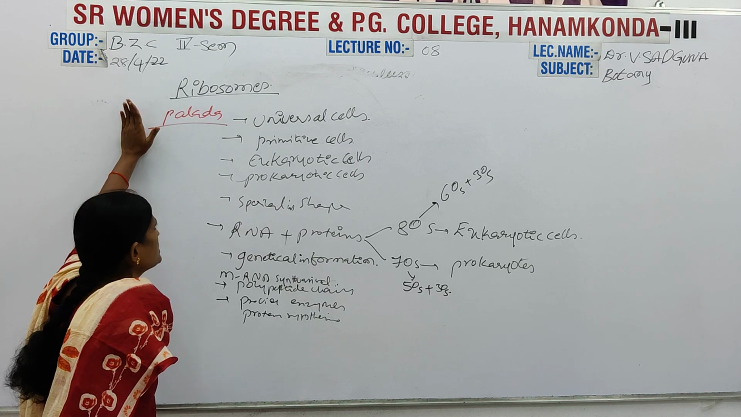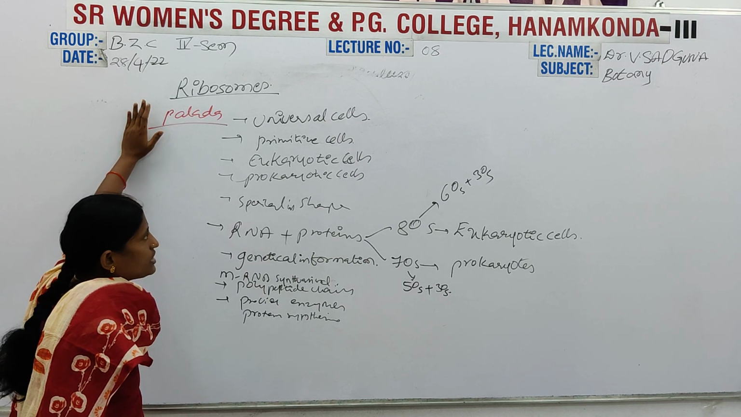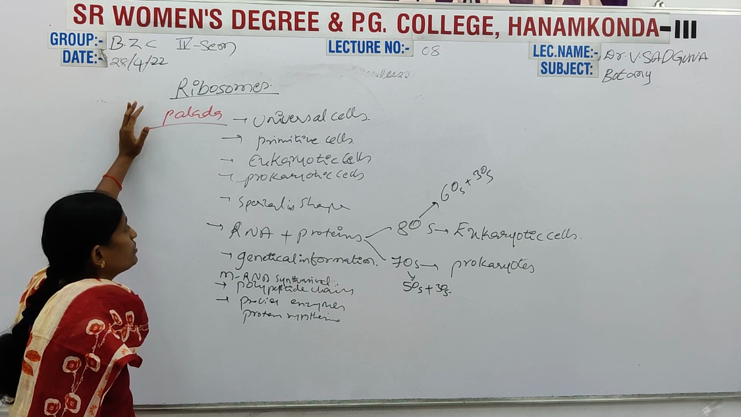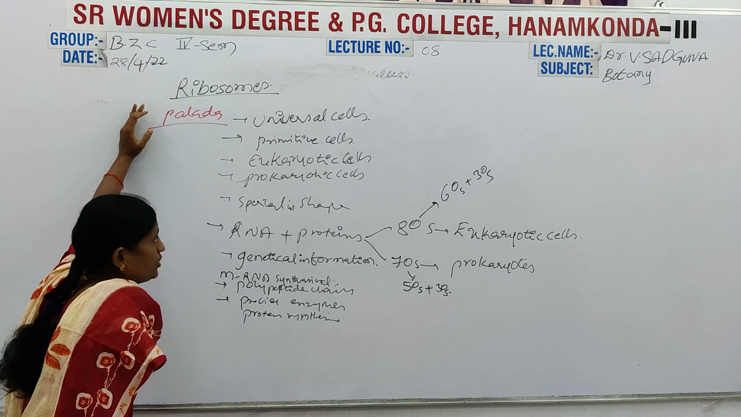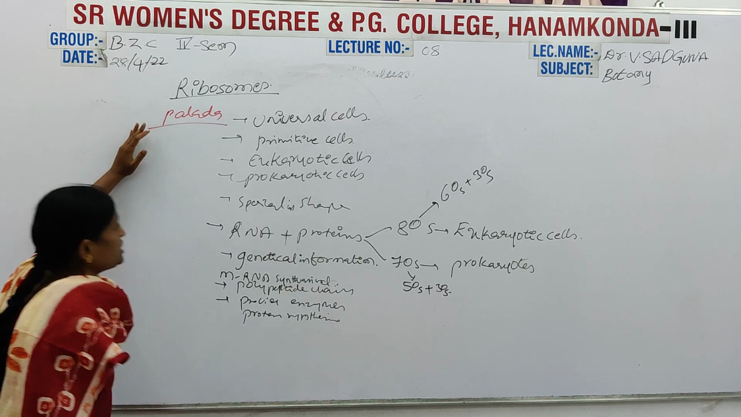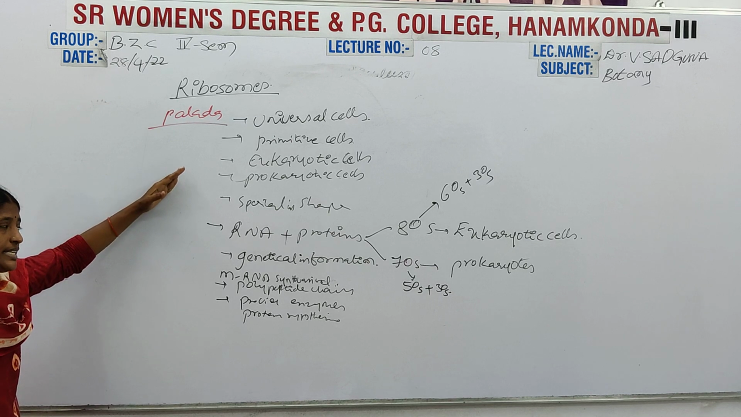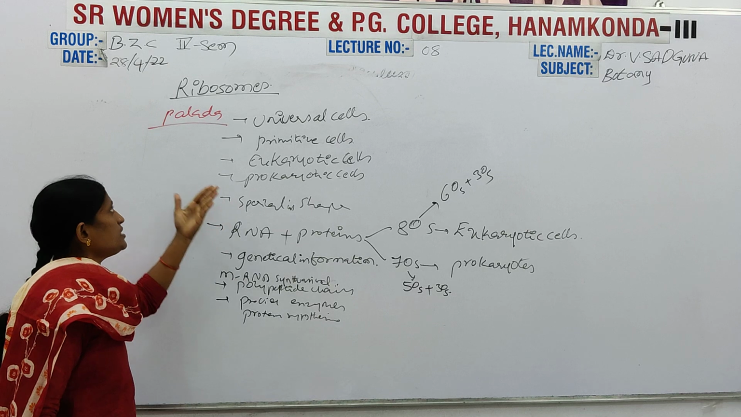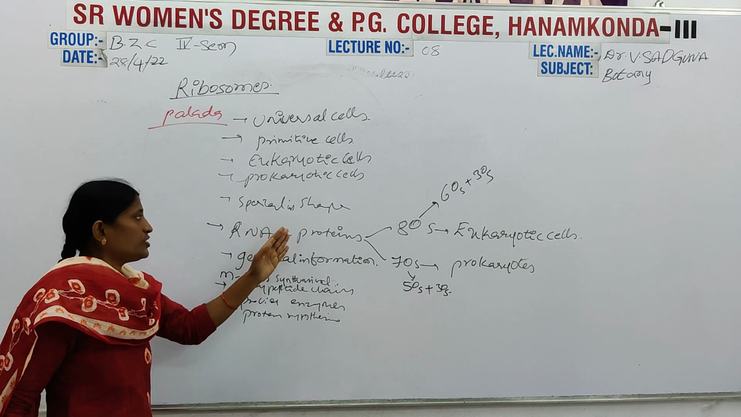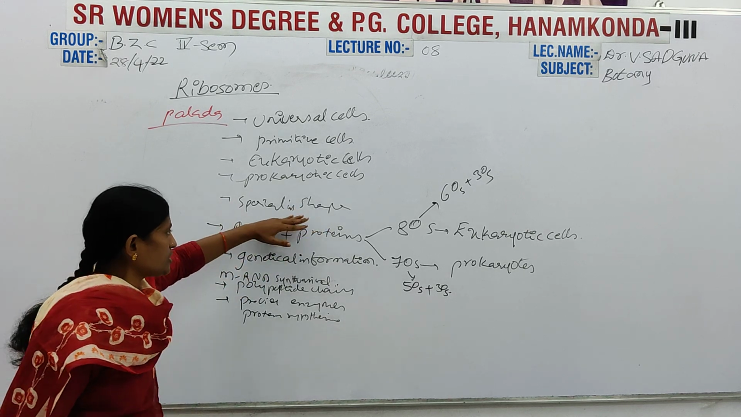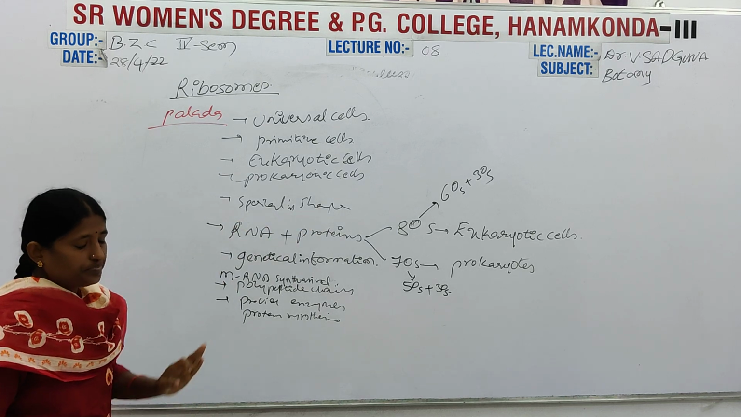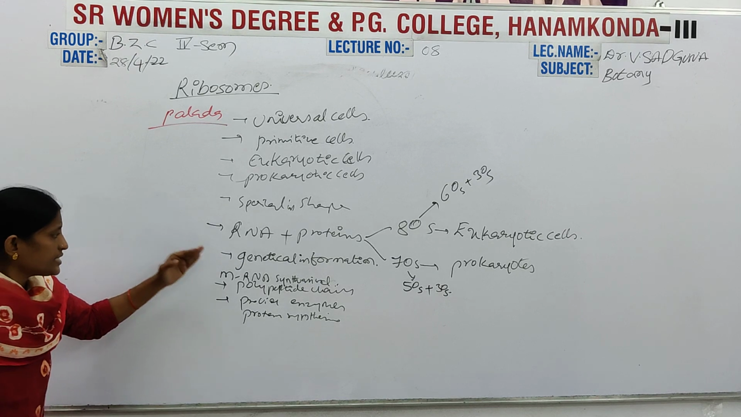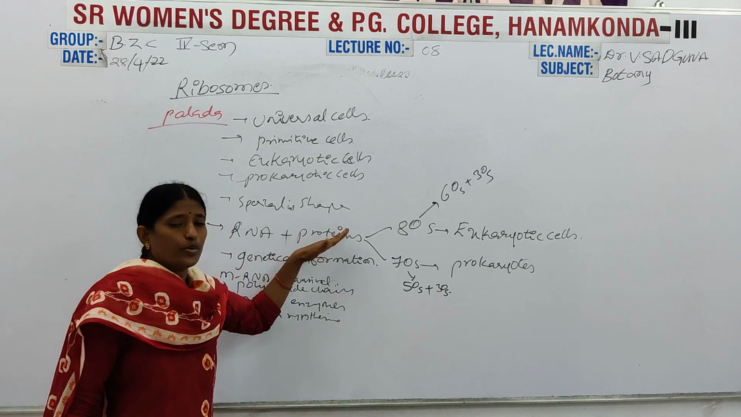Ribosomes were discovered by Palade. These are universal and most primitive cell structures. Ribosomes are present in eukaryotic cells as well as prokaryotic cells. They are spherical in shape, and they are constructed from RNA and proteins.